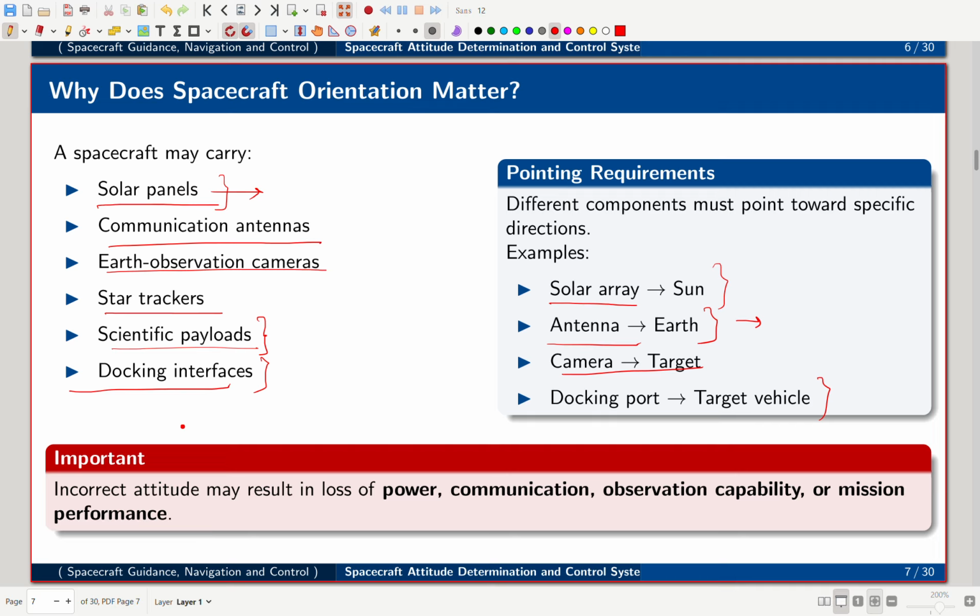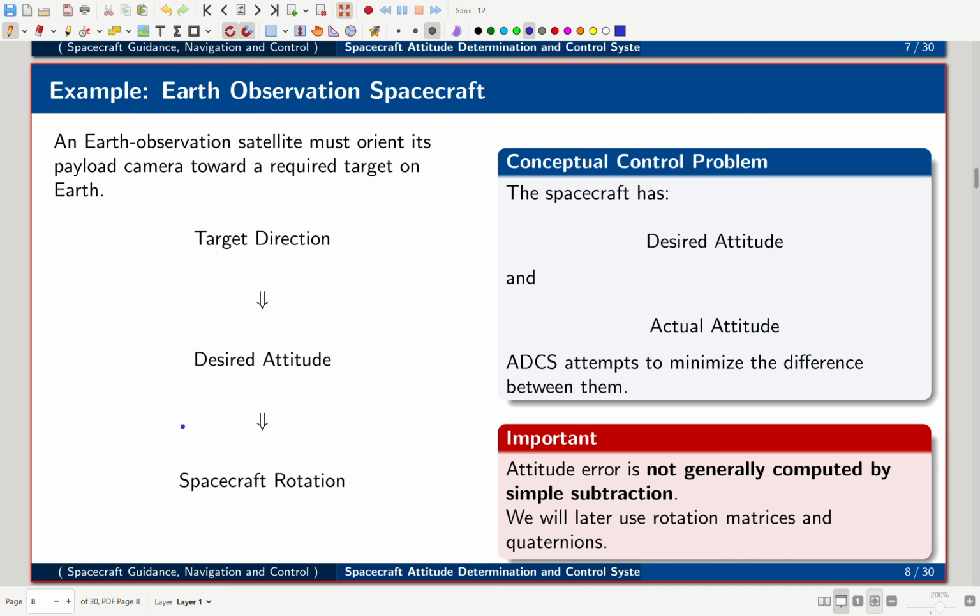An incorrect attitude may result in loss of power. This is very important because if it is not pointing to the sun, it will not charge the battery, and consequently we will not be able to proceed further with testing. It also affects communication, observation capabilities, and mission performance. These are the problems that may occur because of attitude error. So you understand how important this is.